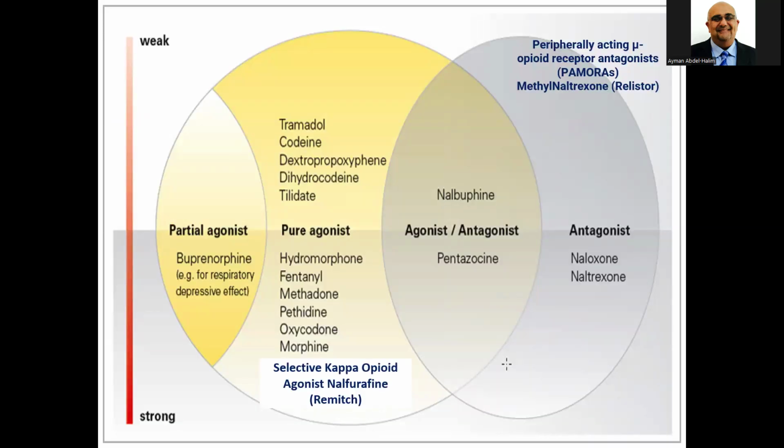So we have different drugs based on their selectivity to different receptors. We have a partial agonist such as buprenorphine. We have pure agonists, like most of the opioids, and then agonist-antagonists such as nalbuphine, a famous drug used in Egypt nowadays. It's an agonist on kappa and antagonist on the mu receptor, so it has a different profile than the rest of the opioids. It gives you analgesia, but the side effects, which are basically related to mu activity, are much less because it's a mu antagonist. And then we have the pure antagonists like naloxone and naltrexone. We also have what we call the PAMORAs, peripherally acting mu opioid receptor antagonists, such as methylnaltrexone or Relistor, that we use for opioid-induced constipation.